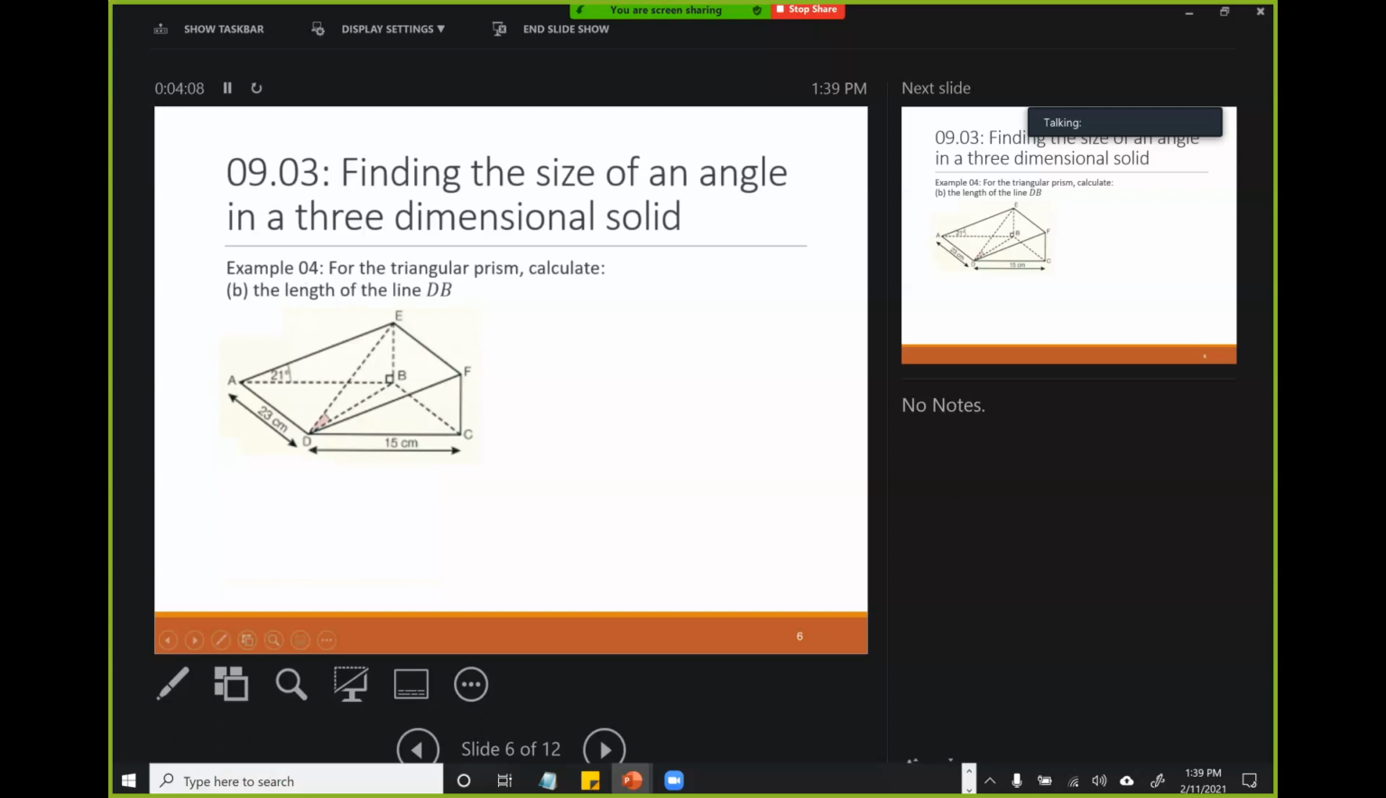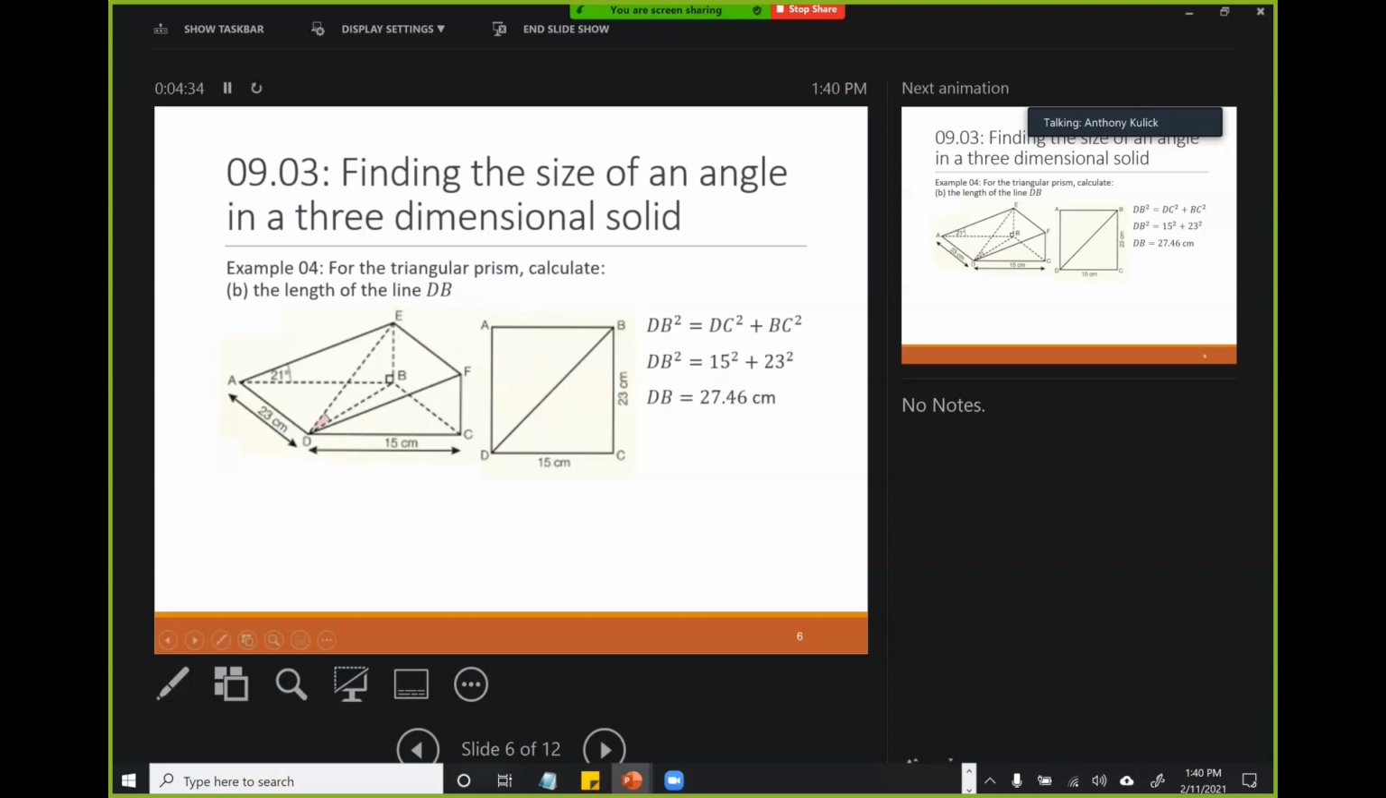Part B asks us to find the length of that line DB. So what I would do here is I'm going to use the triangle. I forget if I'm going to do DBC or if I'm going to do DAB, but I drew both of them. Ha! Fooled you both and myself. I can then just use the Pythagorean theorem to find DB. So 15 squared plus 23 squared square rooted is DB, or 27.46.